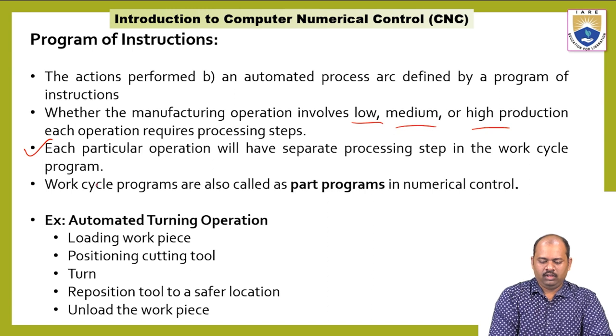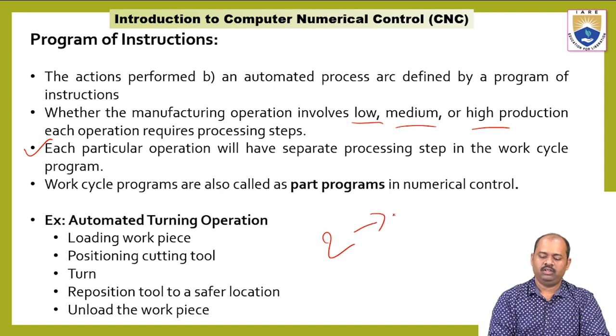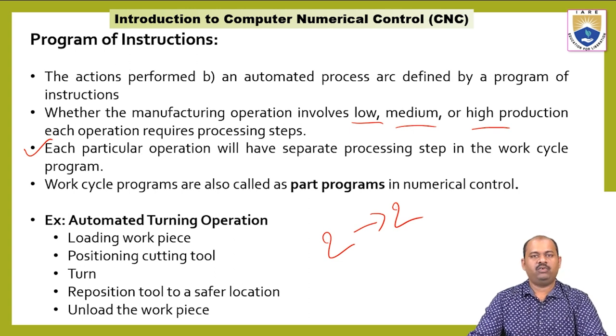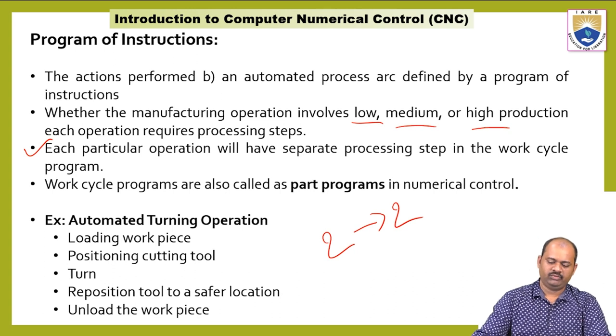So the set of instructions we are giving to the manufacturing system should be separately given to each of the processes. So if I have two processes to be done, I have to give two programs. I cannot do the two programs using one. Two processes cannot be done with a single program. Okay. And work cycle programs are also called part programs in numerical control.